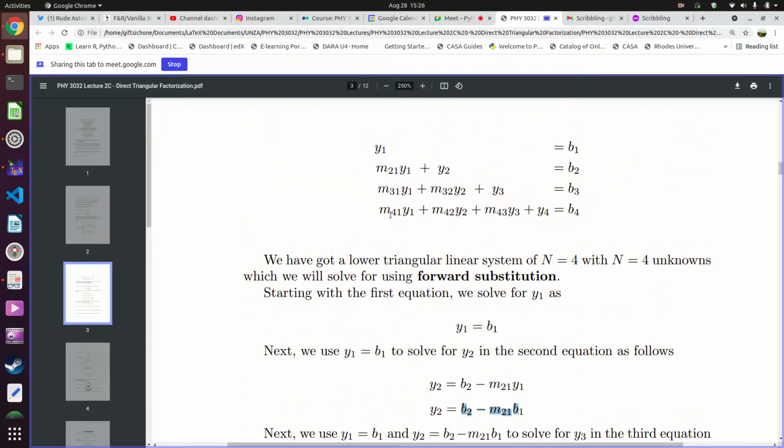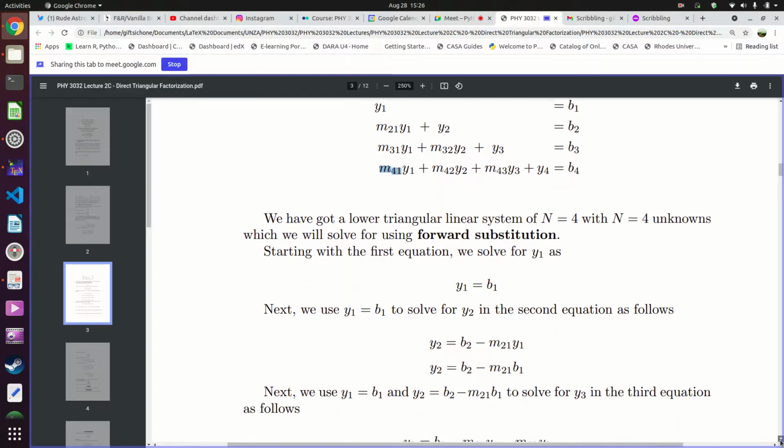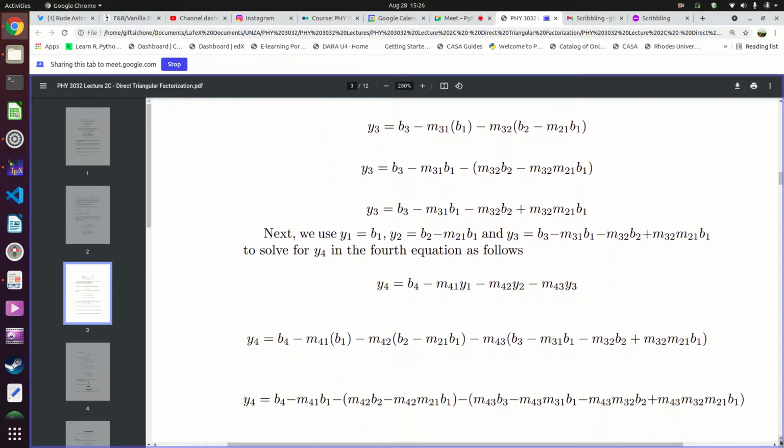Then we can do the same thing for finding y4. So we get these guys, m41 y1 plus m42 y2 plus m43 y3. We take them the other side, so we're going to end up having y4 is equals to b4 minus m41 y1 minus m42 y2 minus m43 y3. So when you do that, you end up with the following. You're going to end up with y4 is equals to b4 minus m41 y1 minus m42 y2 minus m43 y3.